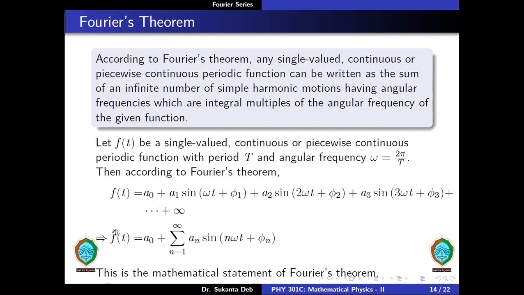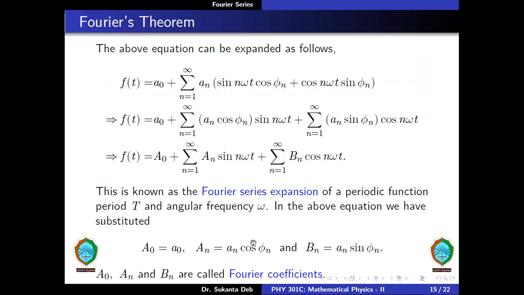Now we can write this f of t is equal to a naught plus summation over n is equal to 1 to infinity an sine of n omega t plus phi n. And this is the mathematical statement of the Fourier's theorem. Now we can expand this because we can see that this is of the form sine of a plus b. So expanding the above function, we can write f of t is equal to a naught plus summation over n is equal to 1 to infinity an sine of n omega t cos of phi n plus cos of n omega t sine of phi n.